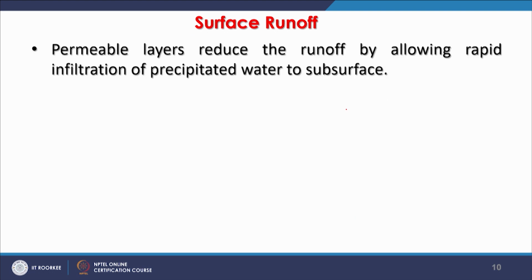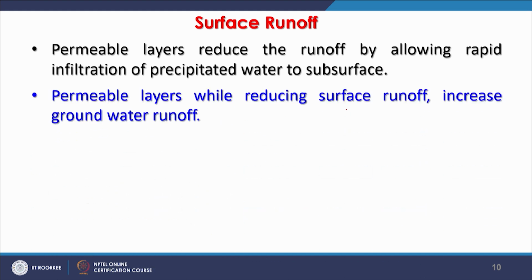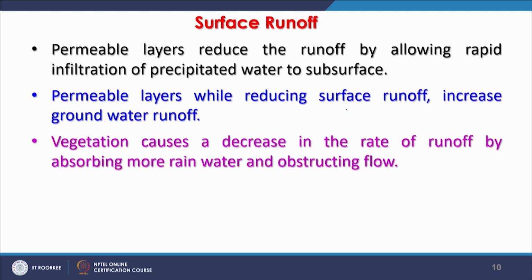Further, permeable layers reduce the runoff by allowing rapid infiltration of precipitated water to the subsurface, and highly permeable rocks, if they are exposed on the surface, will hopefully have less surface runoff. Permeable layers, while reducing surface runoff, increase groundwater runoff. So, this is what we want: the water should flow in the subsurface. That means it is getting saturated, it is recharging the groundwater regime or groundwater aquifer.